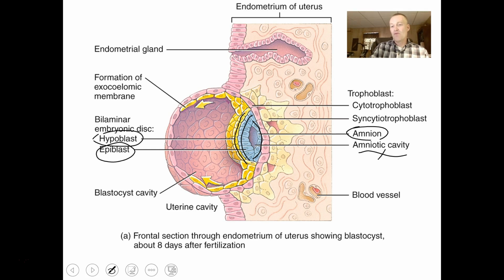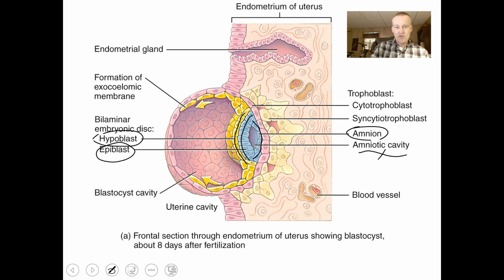Now, if you've ever heard of a woman breaking her water, that's when the amnion breaks and the amniotic fluid rushes out through the cervix and out of the vaginal canal. Once that occurs, the baby is going to have to be born because there's no longer a barrier to resist microorganisms coming in.